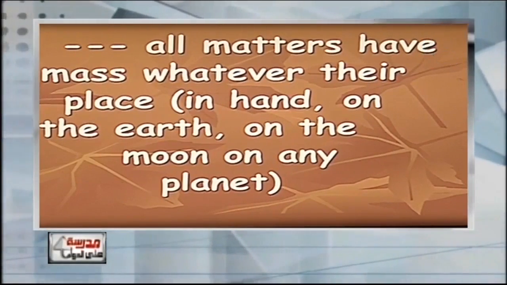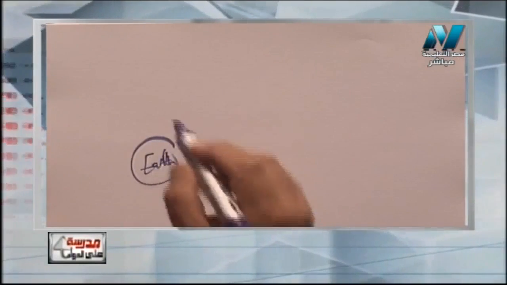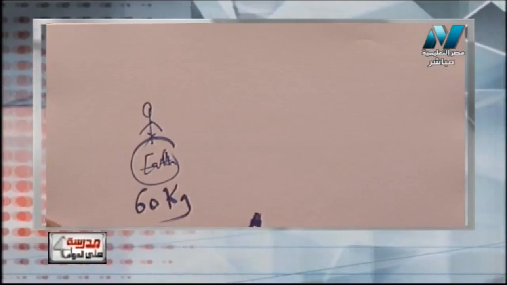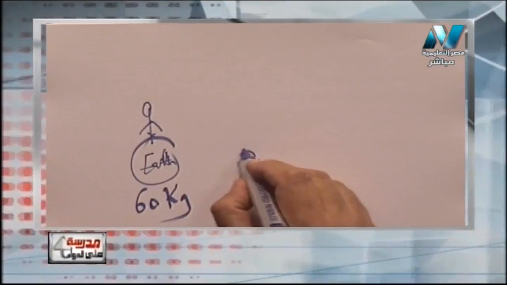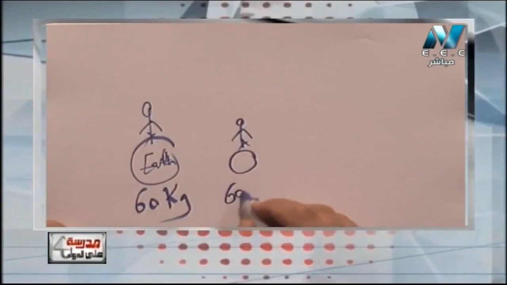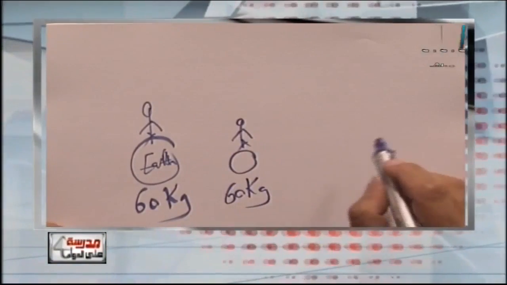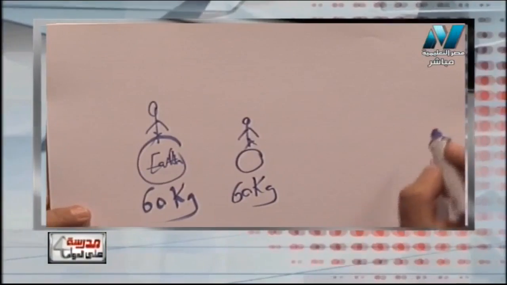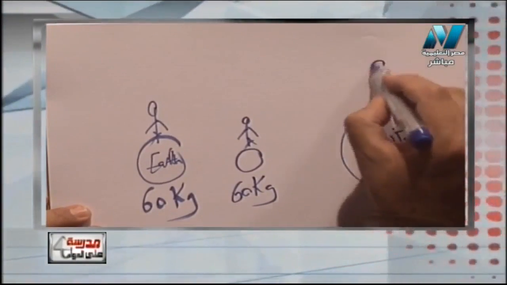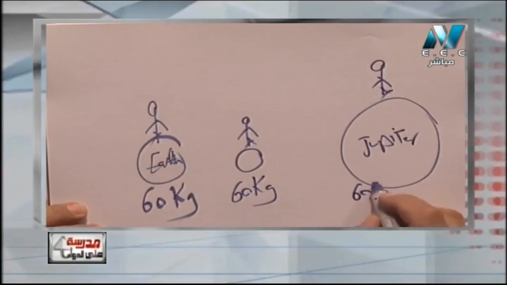Imagine that, let me explain it in details please. Imagine that there is some person on the earth. This is earth, okay? Some person on the earth. This person has a mass of 6 kilograms, for example. If this person moves to the moon or travels to the moon, he will have mass also 6 kilograms. If this person traveled to Jupiter, the biggest planet as we know, the same person will have mass of 6 kilograms.